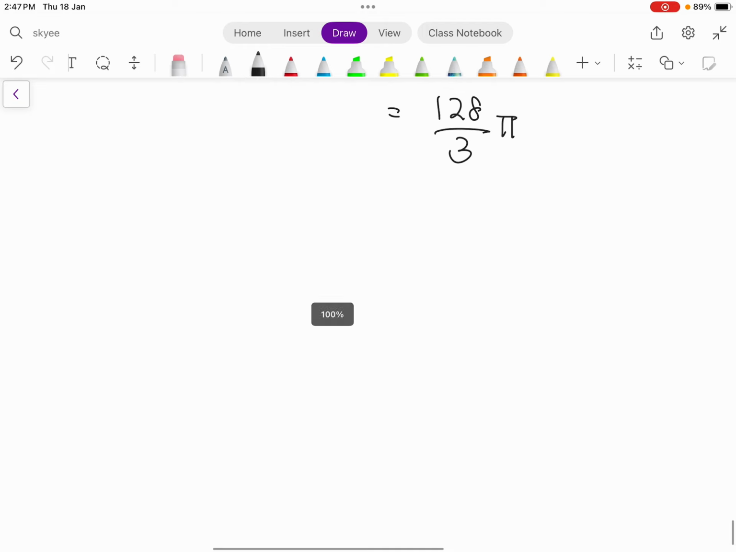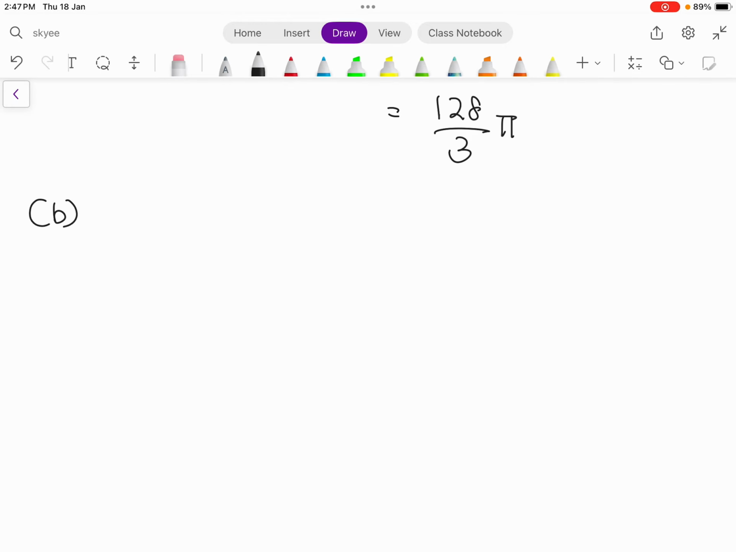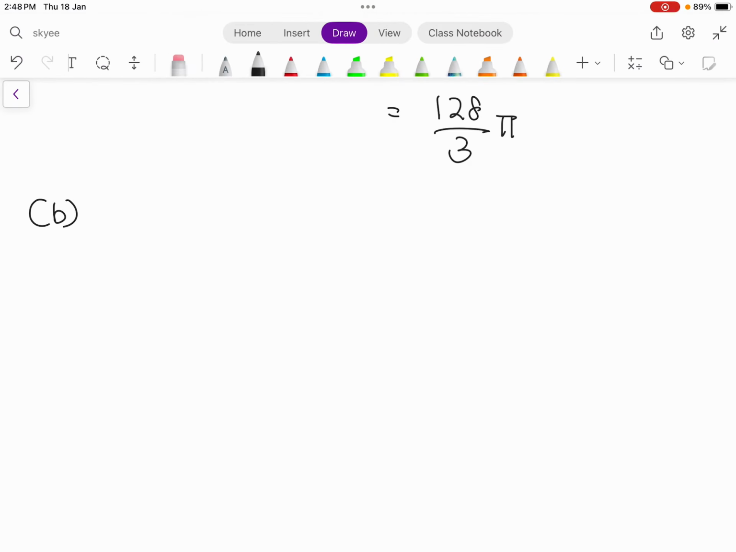We'll go to question number B. We go back a bit again. Calculate by using the Gauss theorem. So it is the same force. So we go to the Gauss theorem. What is Gauss theorem?